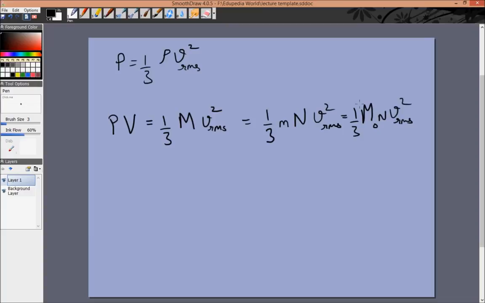Now we already know the result. PV is equal to small n RT, and from this we get PV is equal to 1 by 3 M naught V RMS squared.